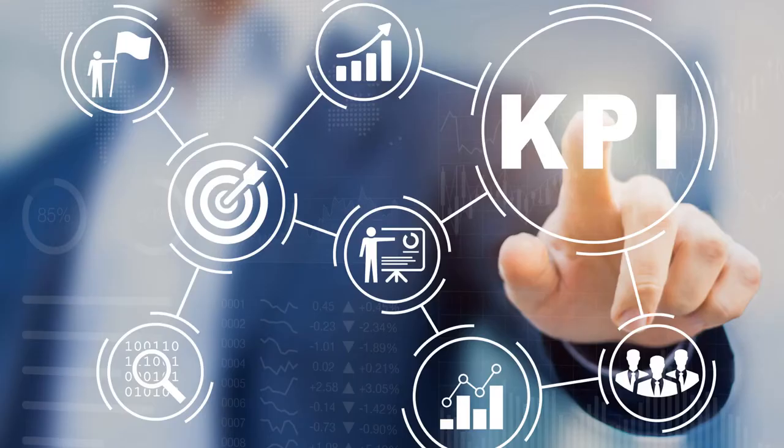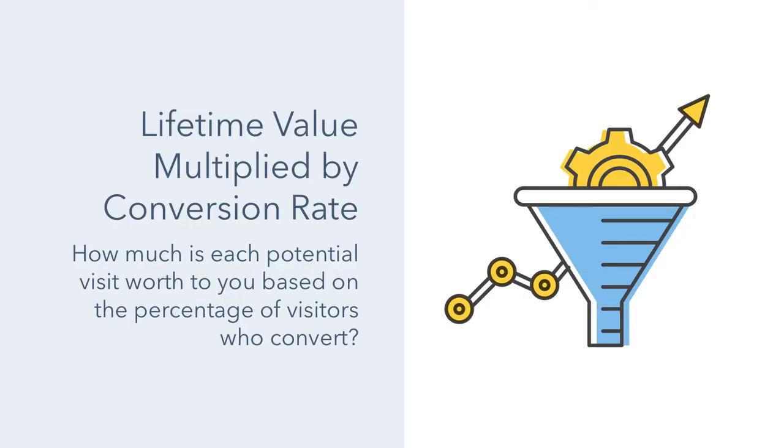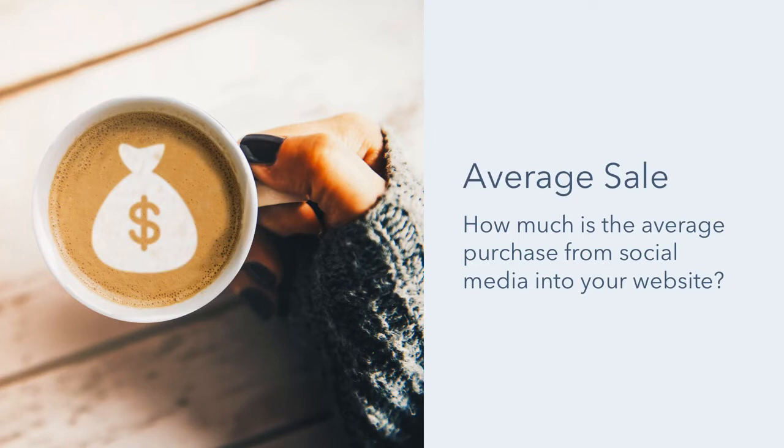To take a deeper look at how social media could affect your business's key performance indicators, or KPIs for short, here are some examples. Lifetime value. How much revenue do you earn on average from a customer? Lifetime value multiplied by conversion rate. How much is each potential visit worth to you based on the percentage of visitors who convert? Average sale. How much is the average purchase from social media into your website?